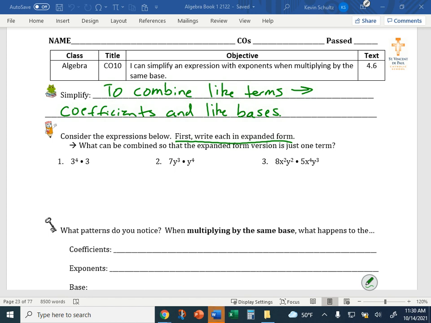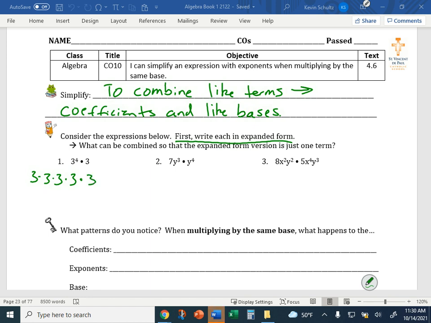So 3 to the 4th times 3. What's 3 to the 4th in expanded form? Lauren. 3 times 3 times 3 times 3. Right? And we're multiplying 3 to the 4th by another 3. Okay? So times 3.